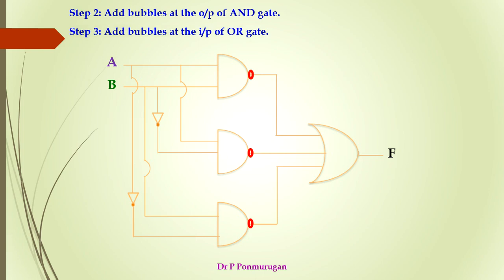Step 3 is add bubbles at the input of OR gate. Here we have only one OR gate, and in that OR gate we have three inputs. We need to add bubbles to these three inputs. So this is step 3.